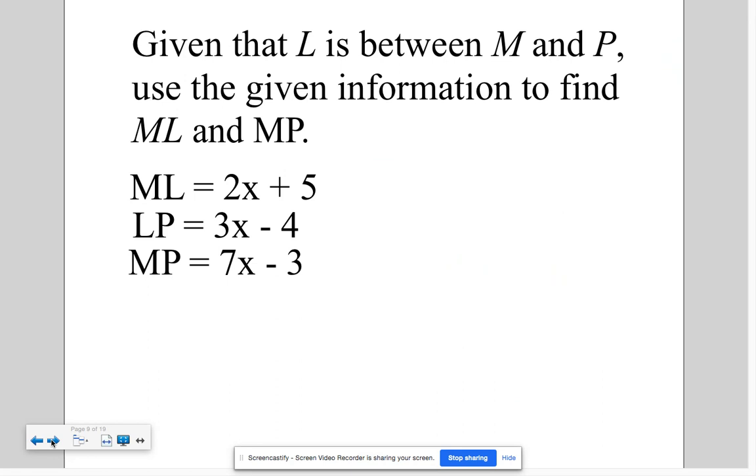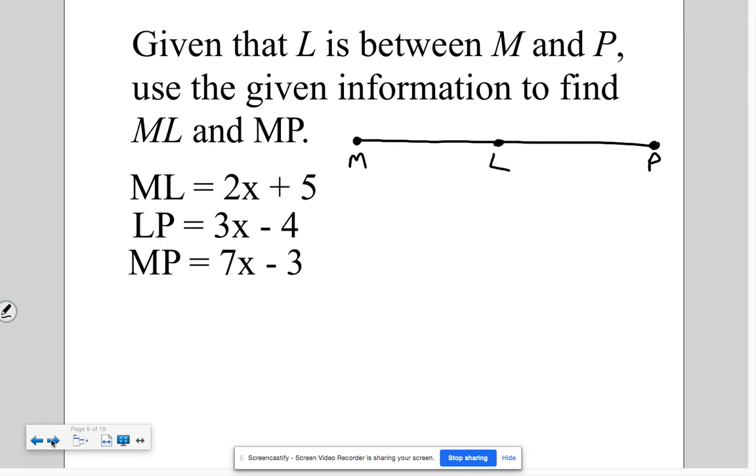Okay, this one's a little bit harder. And we're also not given a picture, right? Now, what I recommend you do, if you're not given a picture but given a description of the picture, is to draw it. So in this case, it says L is between M and P. So I'm going to go ahead and draw a segment and put a point in the middle. Now it says L is between, so L's in the middle. M and P are the endpoints of our big segment.